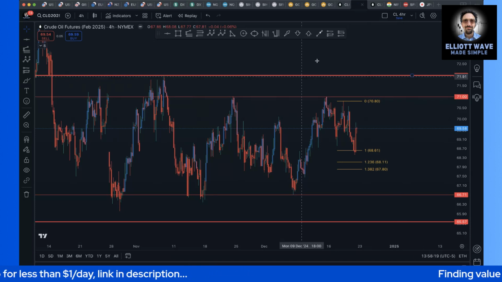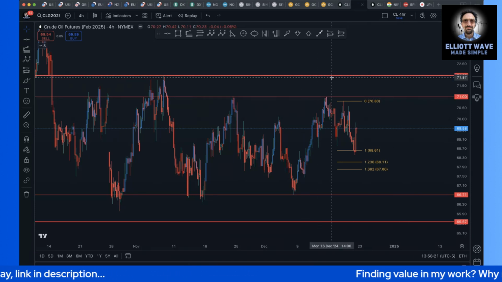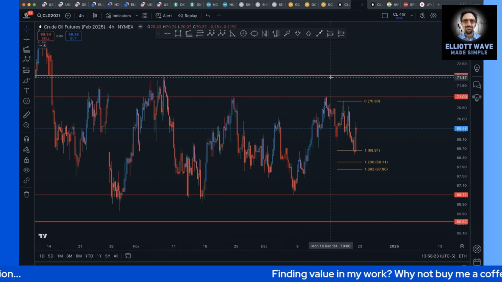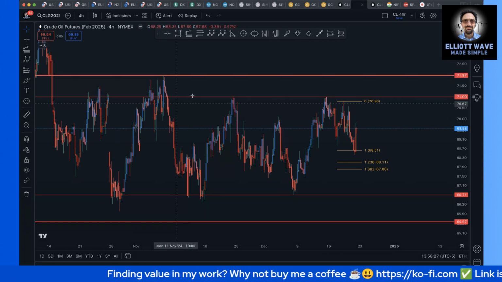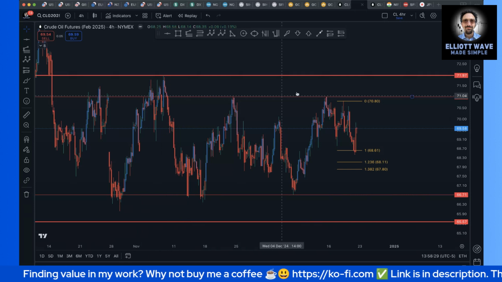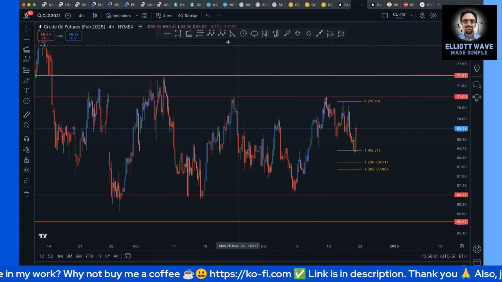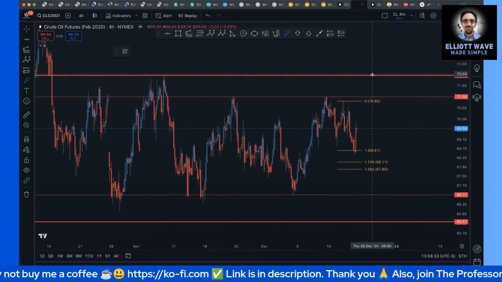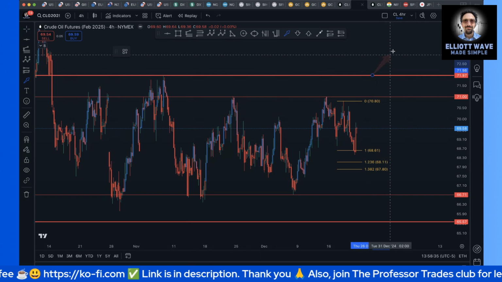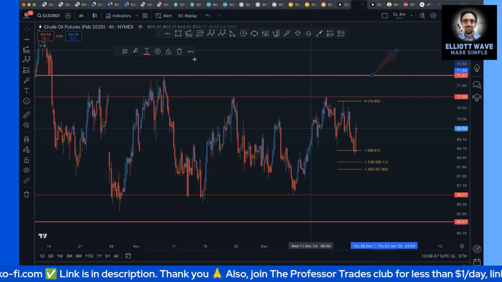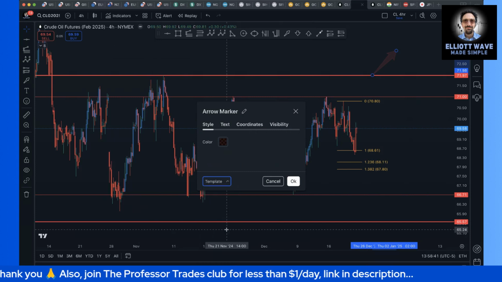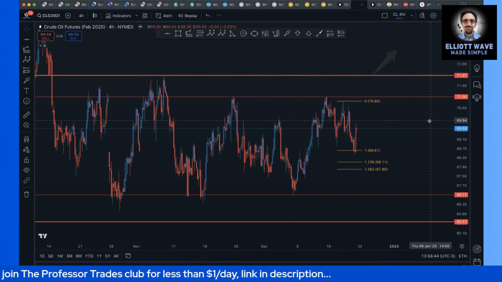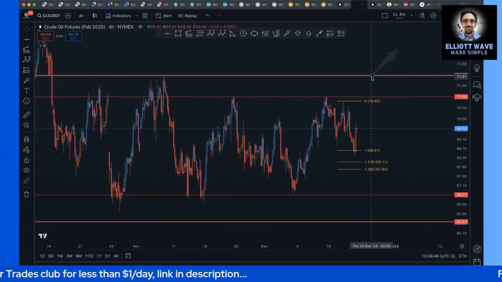And keep in mind, this is the February chart of crude oil futures on the NYMEX. That last high, but the structure will be the same regardless of what you're tracking. But this high right here, 71.97, to me is important. Price should not get above there. If it does, something else is going on. So I'm just going to mark this green arrow as a reminder to myself that that is a key level.